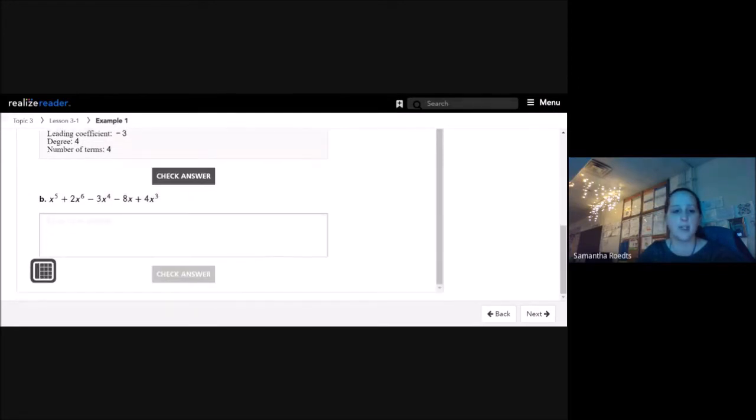Okay, I can do the same thing for this one. X to the fifth plus 2x to the sixth minus 3x to the fourth minus 8x plus 4x cubed. So I have this x to the sixth, that's my largest, 2x to the sixth plus x to the fifth minus 3x to the fourth plus 4x cubed minus 8x. Sometimes I find it helpful that if I have this written down on a piece of paper, I can actually cross out the terms as I go. So I do 2x to the sixth, I cross that term out since I already have it down. X to the fifth, cross that term out. Negative 3x to the fourth, then 4x cubed, and then negative 8x.